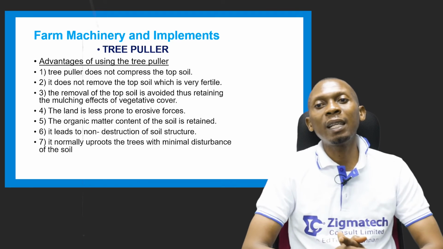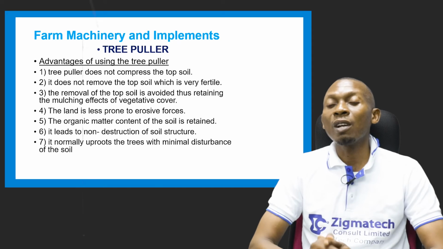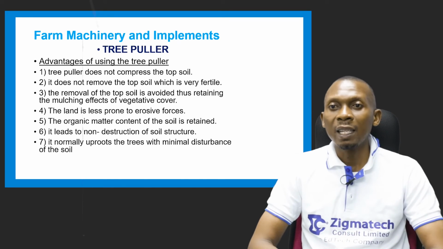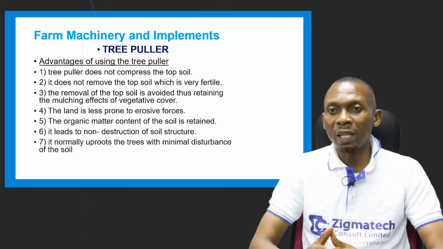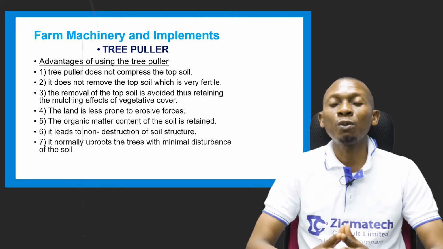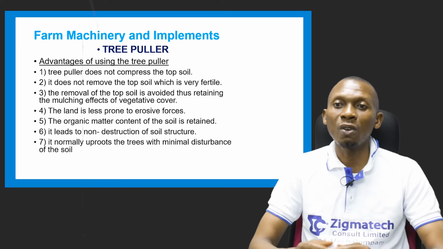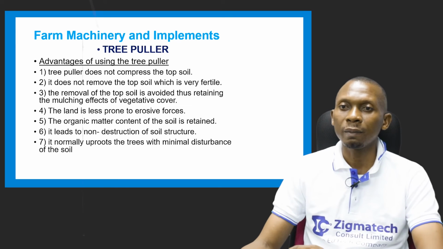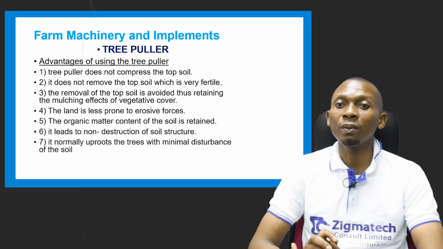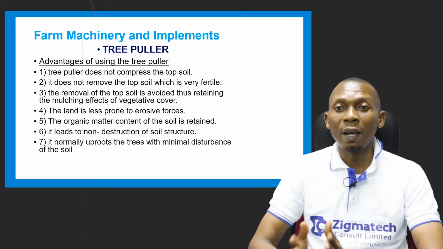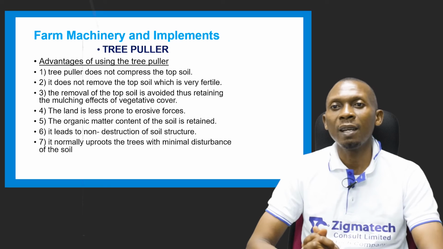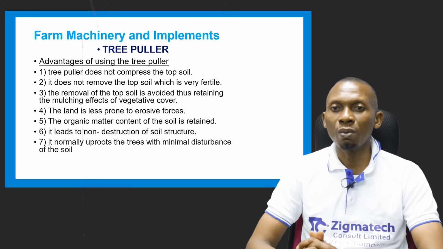Now, it leads to less proneness to erosive forces. Because the topsoil is not affected either by compaction or removal, and the vegetation is still left intact, this helps to prevent erosive forces or erosion from taking place. And as a result of this, the organic matter content, which has to do with the humus, which is necessary for plant growth, is also retained when you make use of the tree puller.